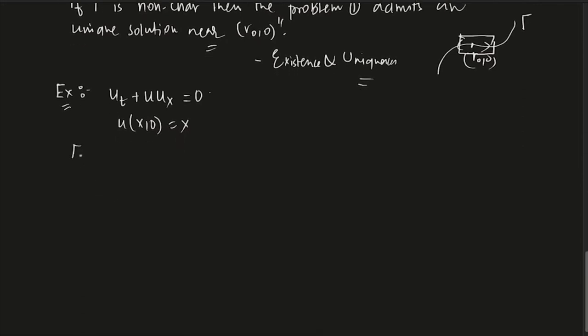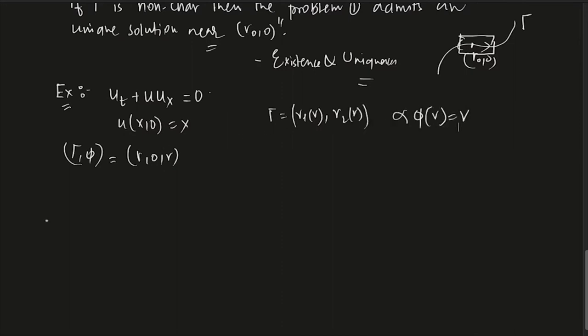So as usual, gamma phi, the parameterization will be given by (r, 0, r), clear? Gamma phi is gamma 1 of r, gamma 2 of r, and phi of r is given by r in our case. So this is the data curve, and S is the graph of u. What is u? u is the solution of this problem. The graph of u, the surface, is given by S, and the data curve (r, 0, r) lies on S.